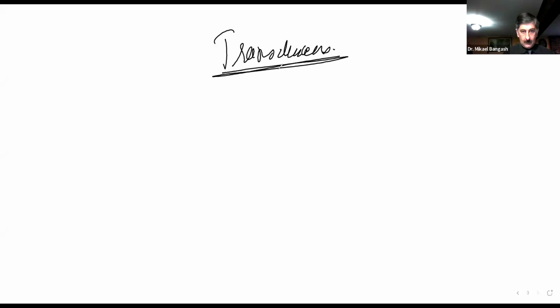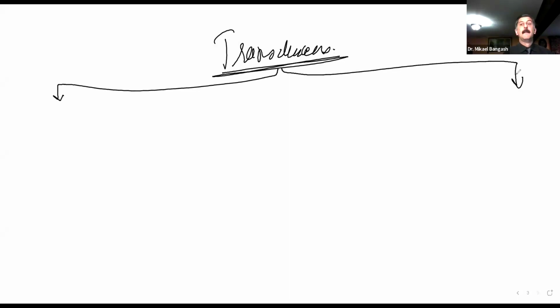Now, as far as transducers are concerned, we can see that we have two major types of transducers: pulse wave transducers and continuous wave transducers.